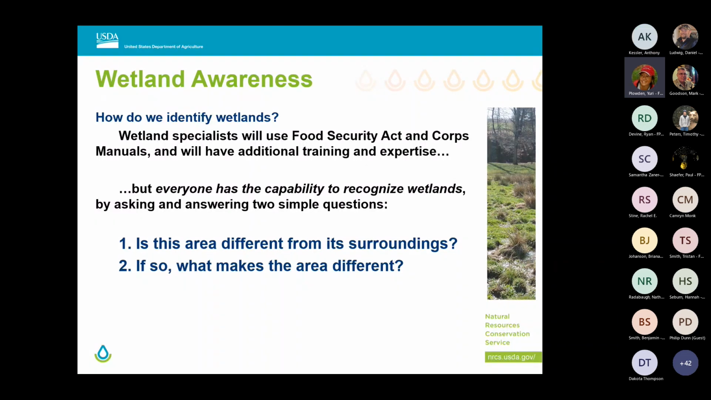Part of that is the technical aspect of identifying a wetland, but then there's understanding all the policy and regs and NRCS and USDA policy. So that's why the wetland cadre just has a lot of training about that.